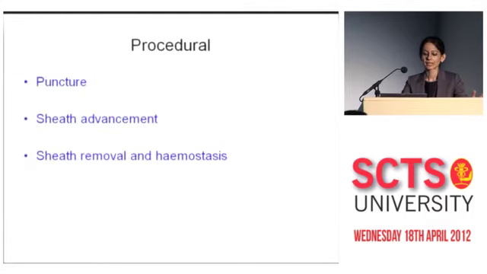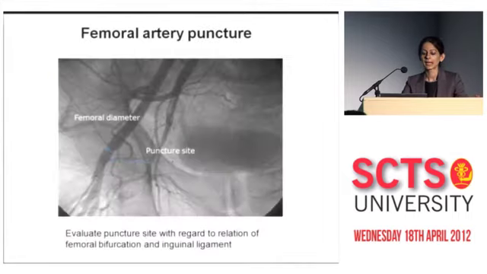So, having established pre-procedurally that the patient should be suitable for a transfemoral approach, our imaging guidance during the procedure is with specific attention to puncture site and then sheath advancement, and then at the end of the procedure for removal and haemostasis. We use mainly fluoroscopy with the benefit of our pre-procedural information, which is guiding us with particular attention to the anatomy of the femoral bifurcation in relation to the inguinal ligament.